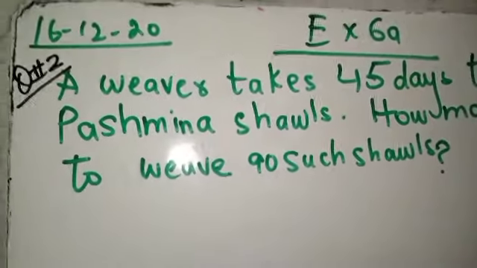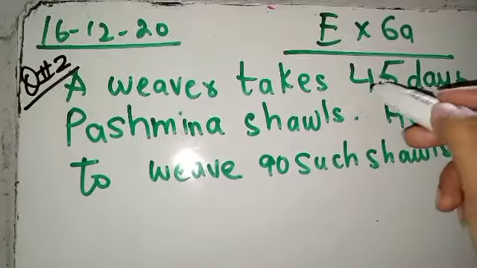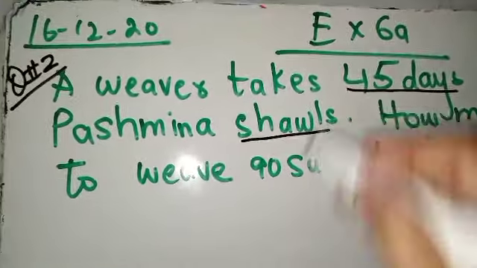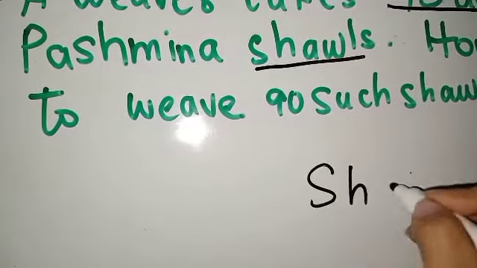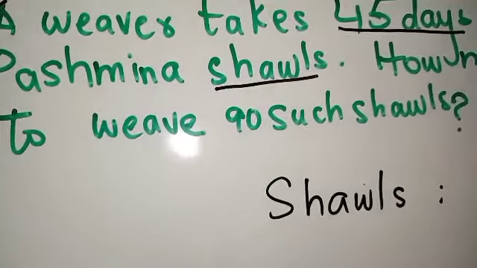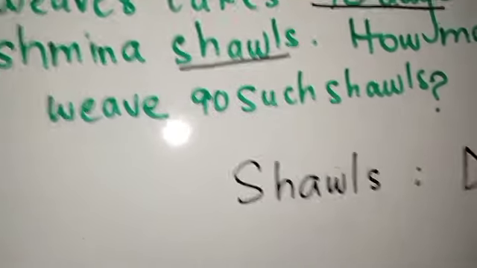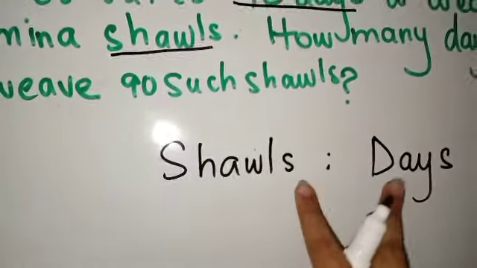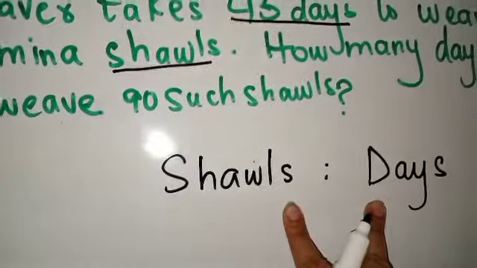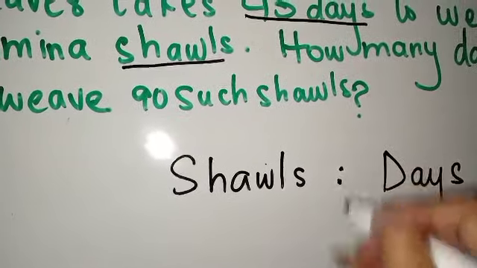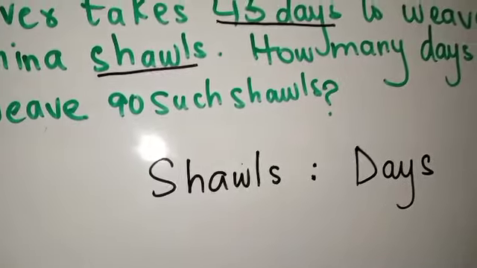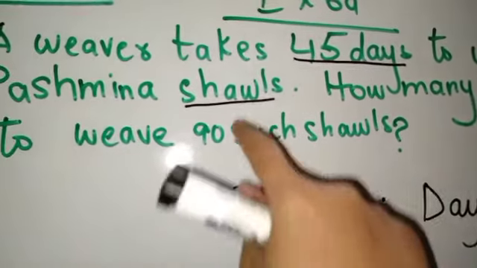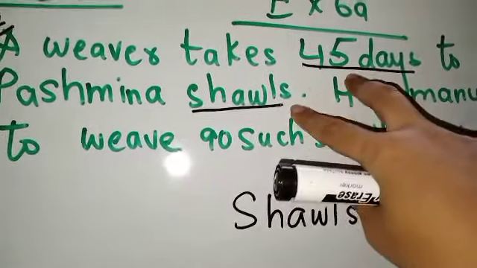Two things are given to us. Let's see which two things are given to us. They have given us days. Then they have given us shawls. So just write down here: shawls, days. Our first step will be to list the things which they have given. Give a heading to those two things, because you know that ratio is between two things, or more than two things. It could be 3 also, it could be 4 also. But in this question they have given 2 things: shawls and days.